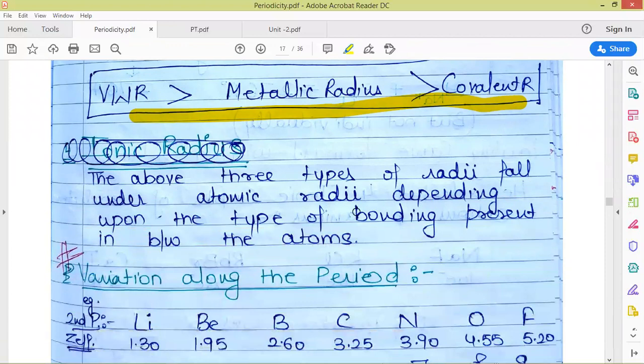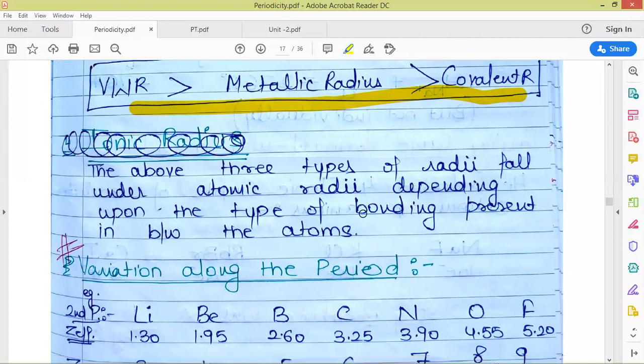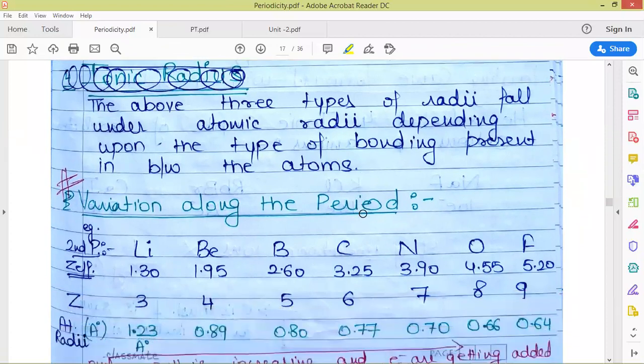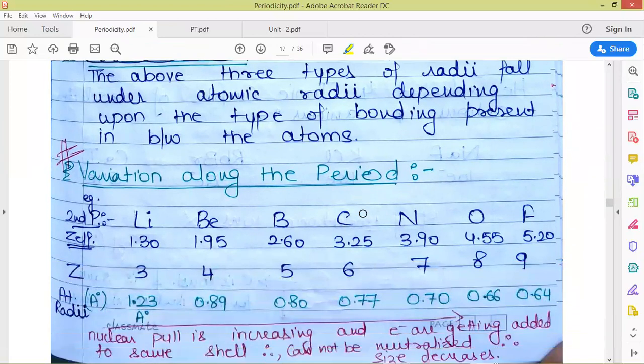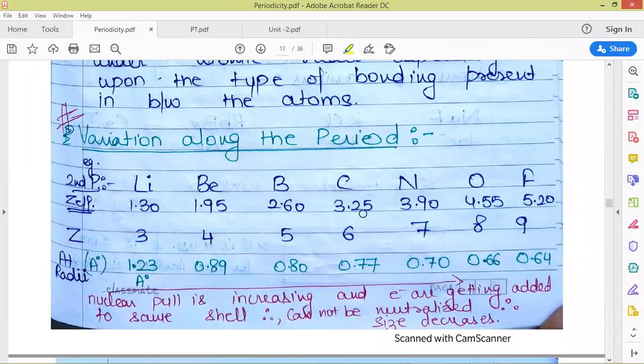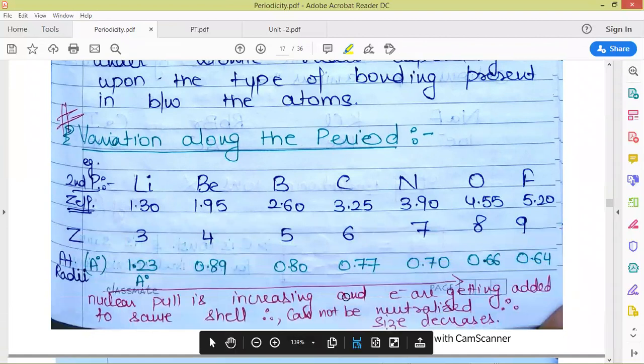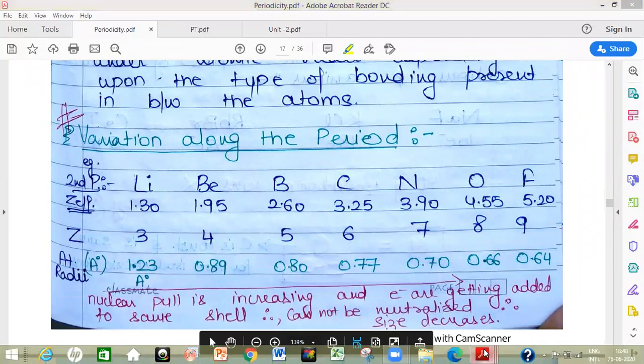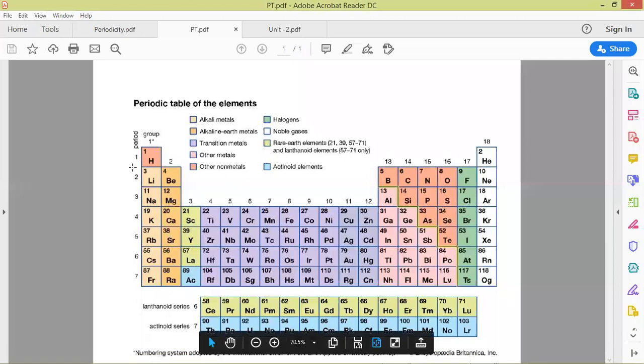So the above three types of radii which we have discussed so far, that is van der Waals radii, metallic radii and covalent radii, fall under the category of atomic radii depending upon the type of bonding present between the atoms. So now we'll be discussing the variation of atomic radii along the period. So we are taking here the second period. Second period I can show in the periodic table is this.